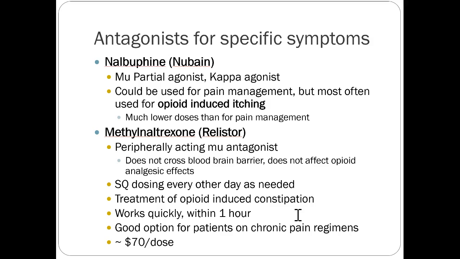Some other quick specific antagonists. Nalbuphine is a mu partial agonist, kappa agonist. The only time I really see this used commonly is in OB, and they use it for opioid-induced itching at really low doses. It's not really used for pain management. That's all I'll say about that.